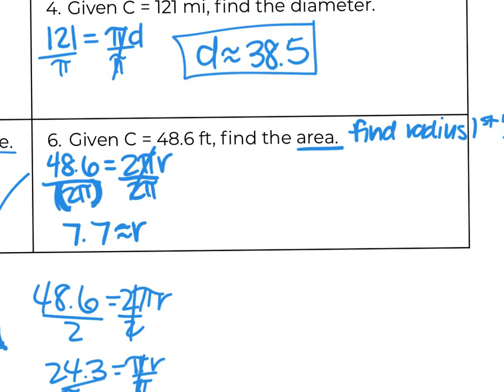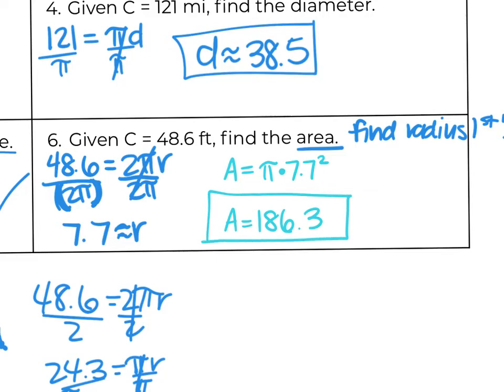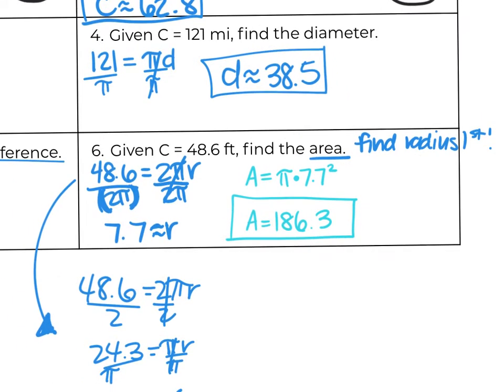All right, so I have r now. So I want to find the area. So I'm going to say A equals pi times 7.7 squared. And type that in. Gives me an area of 186.3. All right, good.